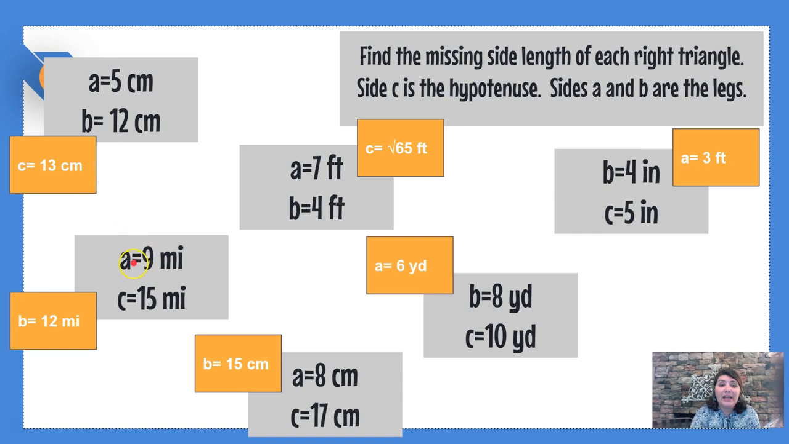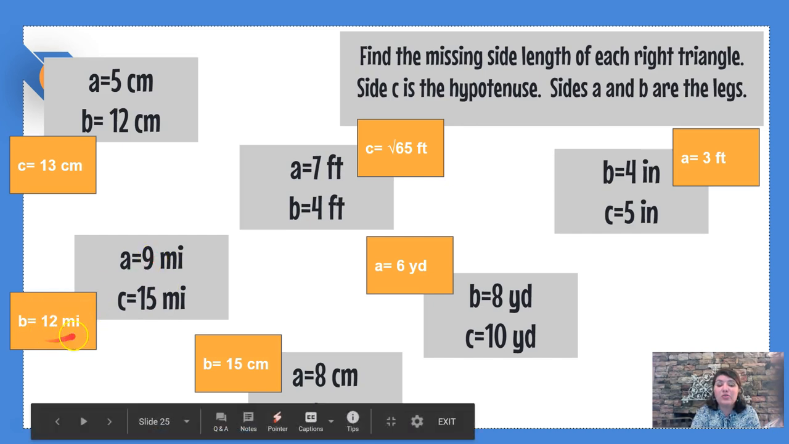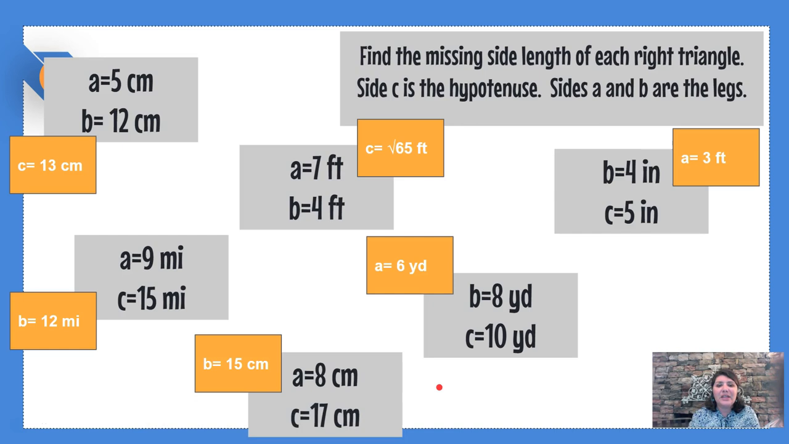Down here, A equals 9 miles, C equals 15 miles. We're going to subtract it. 225 minus 81 is 144, and that leaves me with 12 miles. Down here, A equals 8 centimeters, C equals 17 centimeters. So when I subtract the 64 from the 289, I get 225. And the square root of 225, it's a perfect square of 15.